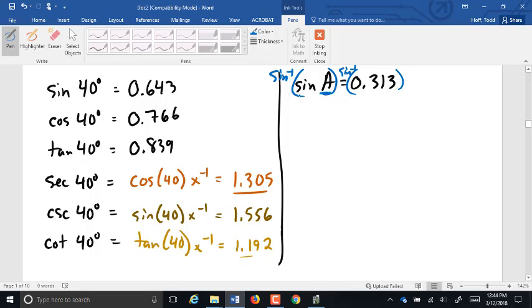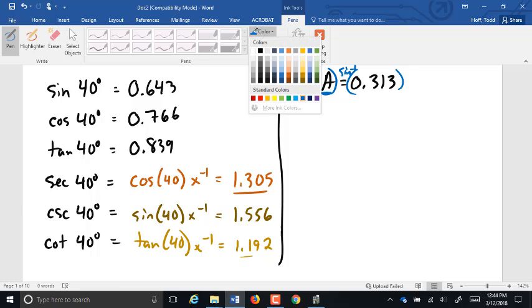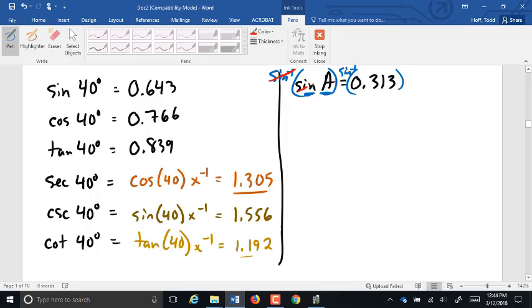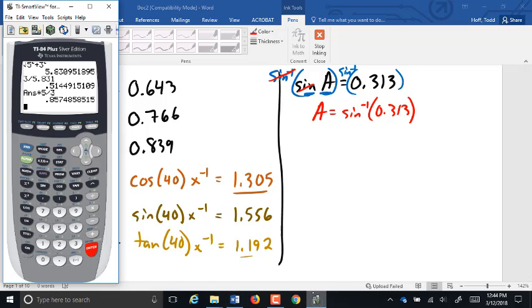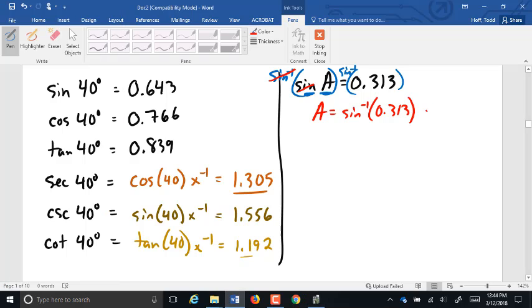If sine of A equals 0.313, how do I find A? I'm solving the equation. What's been done to A is the sine. To get rid of it, we do the inverse sine. So the inverse sine and sine cancel out. A is equal to the inverse sine of 0.313. On your calculator, you do that by, you got it, second sine, 0.313, which is 18.24 degrees. Very good.